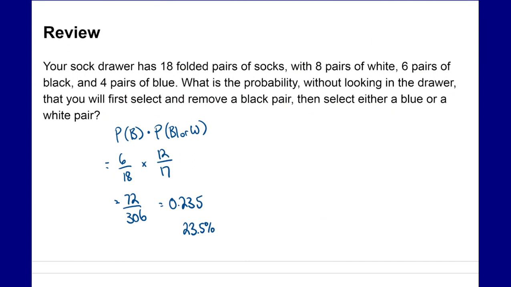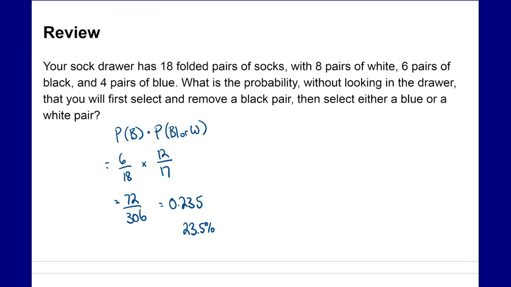This one had two complicated parts. One, we had to keep in mind that we were looking at two dependent events because we were removing a pair, and because it was one event followed by another, we have to multiply. And selecting either a blue or a white pair, those were mutually exclusive, because two different events wouldn't exist at the same time, so we would just add them together. So it combined both independent and dependent, and mutually exclusive and non-mutually exclusive.